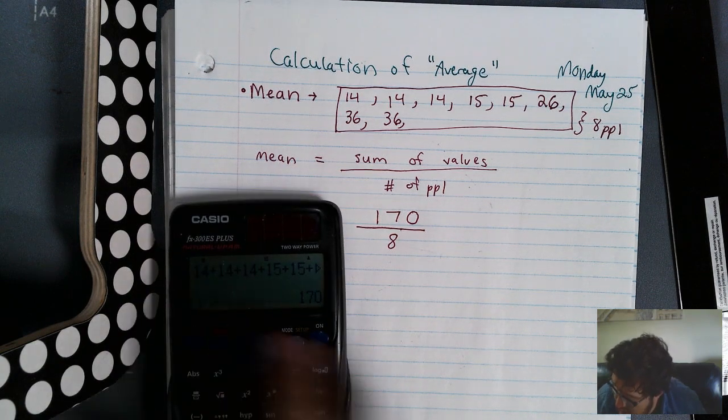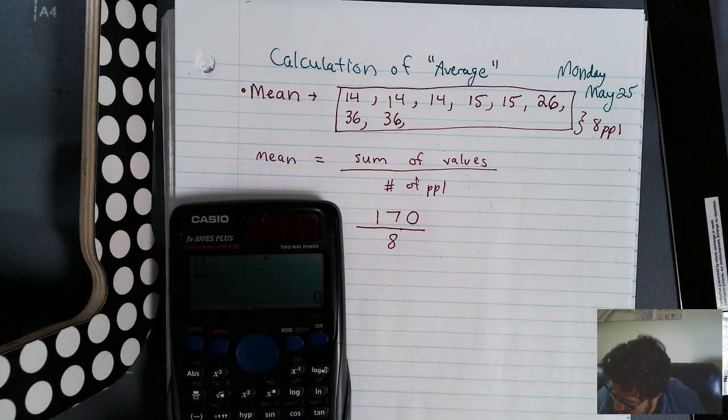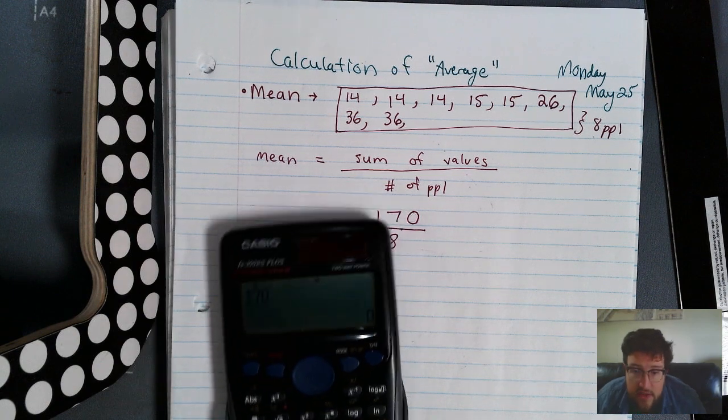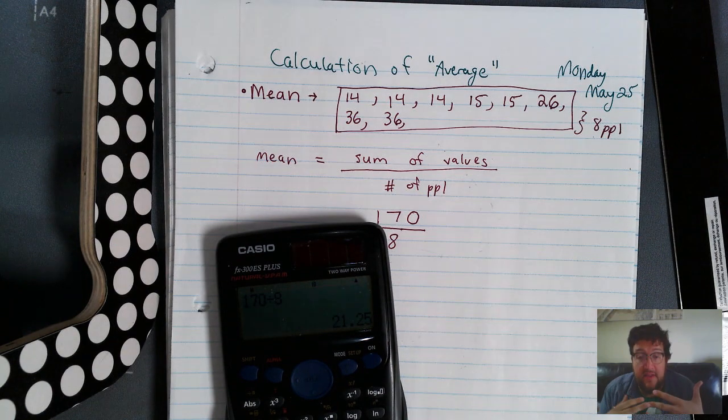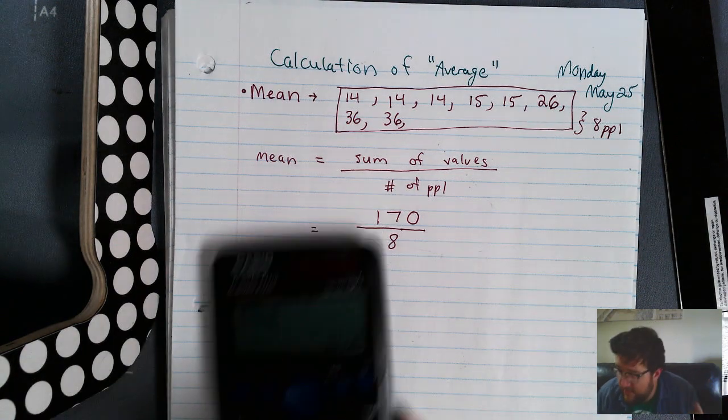I'll just write it in here, 170. You see, 170 divided by 8. We would say the average age of a person in our class is about 21.25.